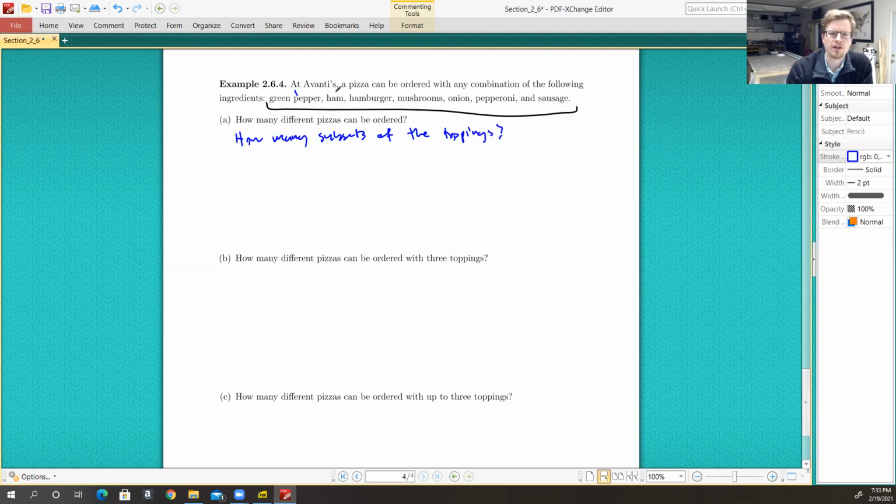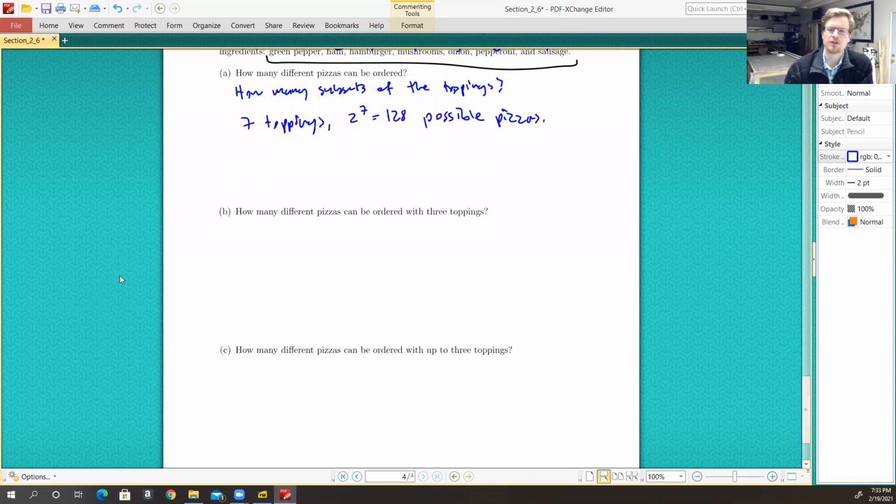Well, there's 1, 2, 3, 4, 5, 6, 7 toppings. So 7 toppings. So there's 2 to the 7th, which is 128 possible pizzas. Excellent. So there's 128 different pizzas that can be ordered.